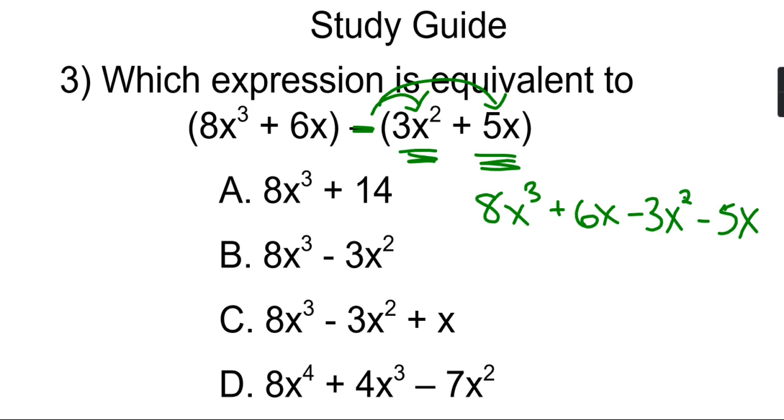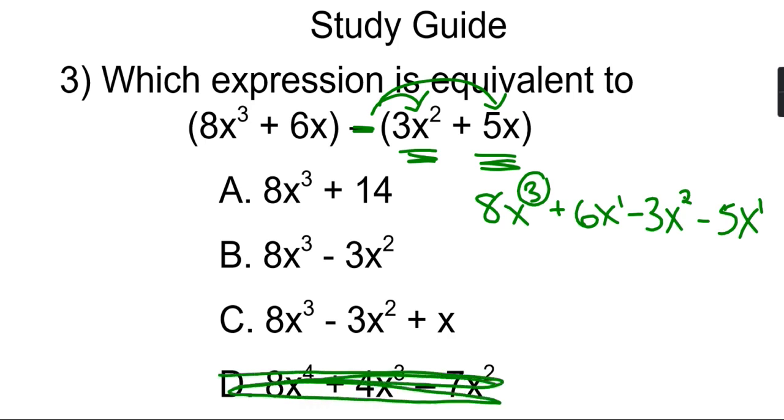So the first degree I see is 8x to the 3rd power. Now, I'm looking at the other terms. I see the 1st power, I see the 2nd power, I see the 1st power again. I don't see the 3rd power. There's nothing to combine that with. Okay, so our first term in our answer is going to be 8x to the 3rd power. We can eliminate choice D where it has the 4th power because there's nothing here with the 4th power.